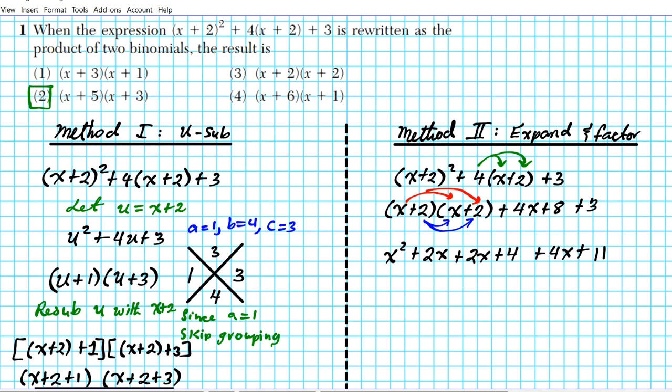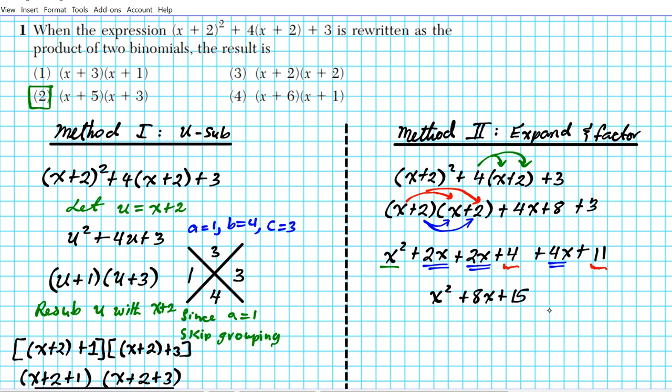Like terms can be combined. We have x squared, the second degree term. There is only one of that, so we just bring it down, x squared. First degree terms, what do we have? 2x and 4x. If we combine all those together, 2 plus 2 plus 4, that is 8, so 8x. And then our constants, we have positive 4 and 11. Combine those two, 4 plus 11 is 15. So this is the expanded form.